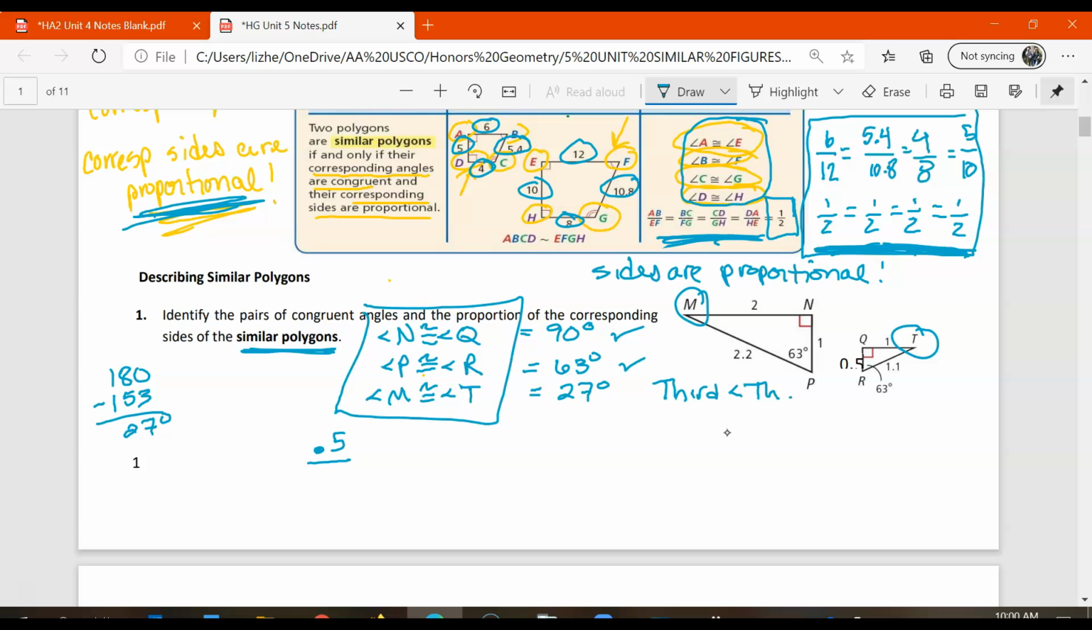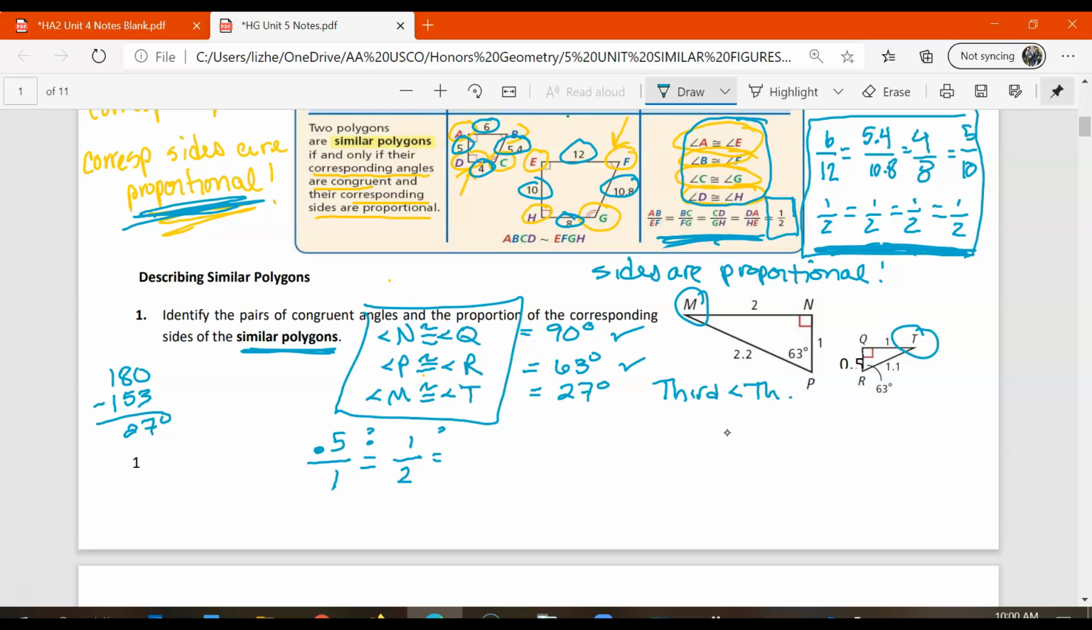And Q to R corresponds with N to P, and from N to P is 1. I'm going to put a little question mark here because I have to prove that it's true. Then I'm going to say from M to N is 2. Now that's the big triangle. I'm going to put that on the bottom. And T to Q is 1.